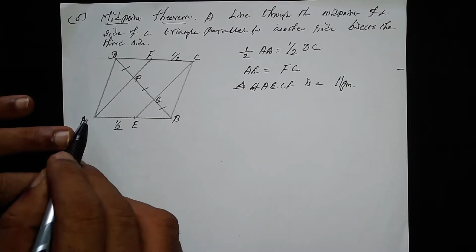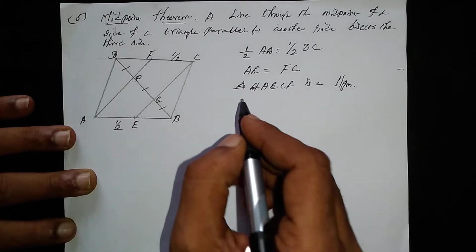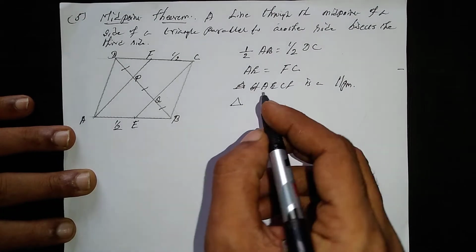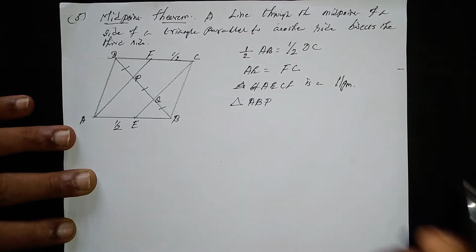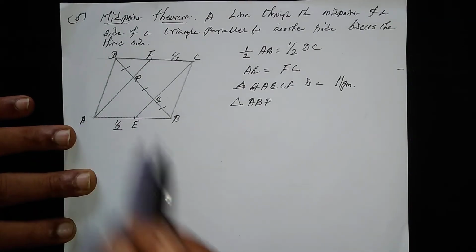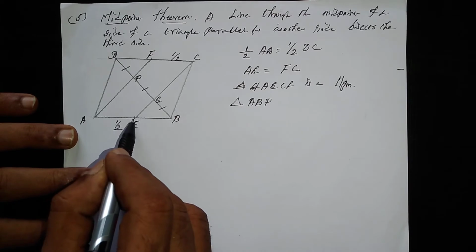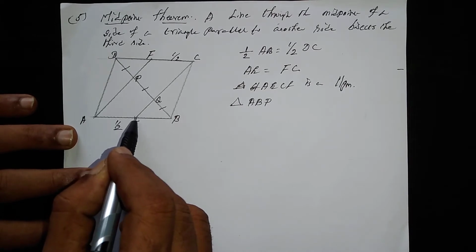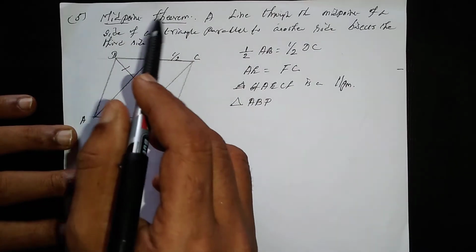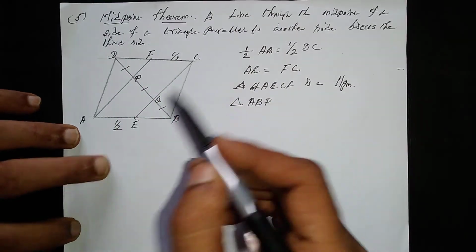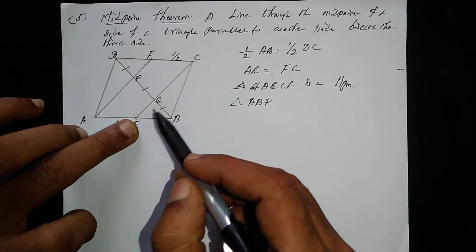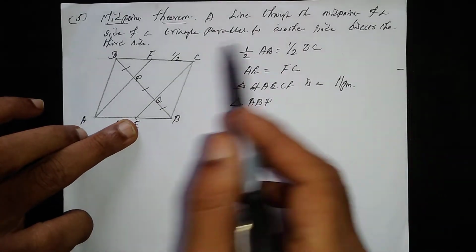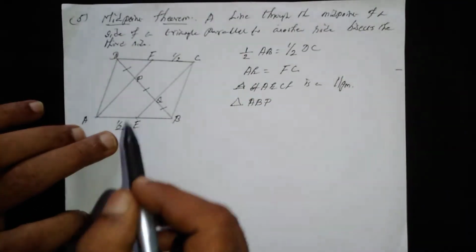Now let us take triangle ABP. We already know E is the midpoint. Let us go for the midpoint theorem. The midpoint theorem says a line through the midpoint of a side of a triangle, parallel to another side, bisects the third side. Now we can come to the sum.